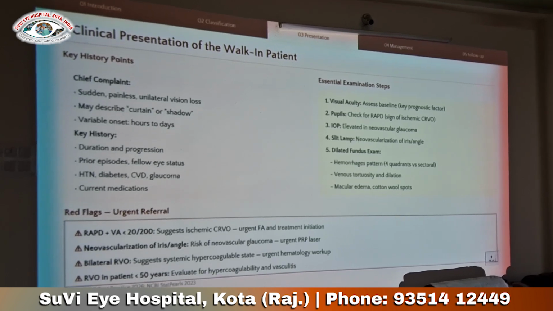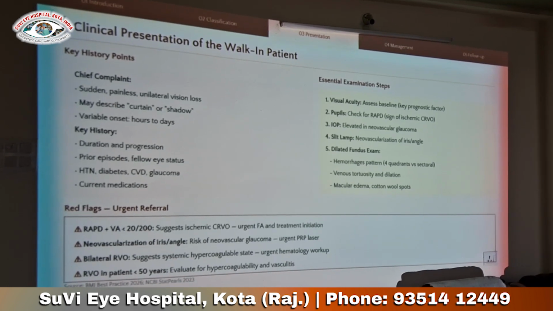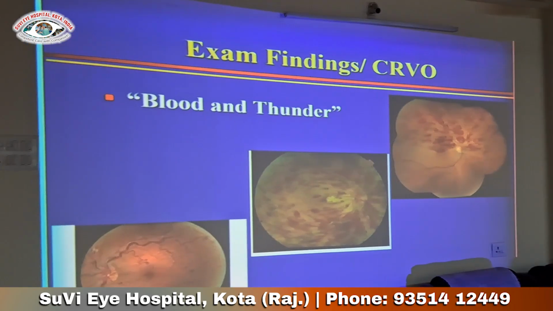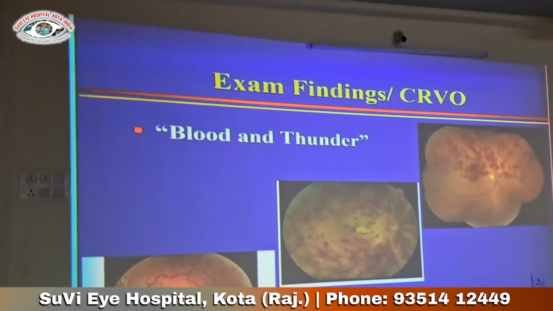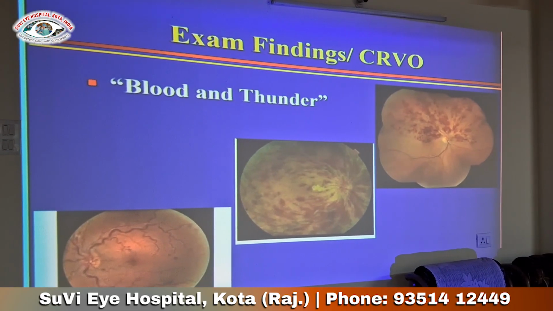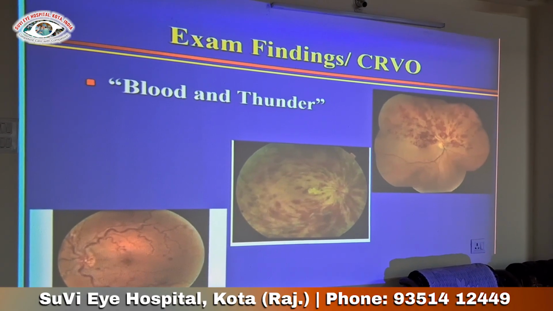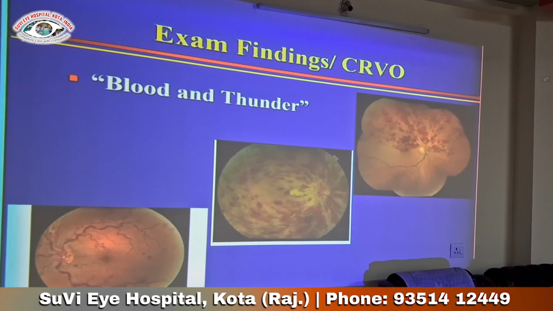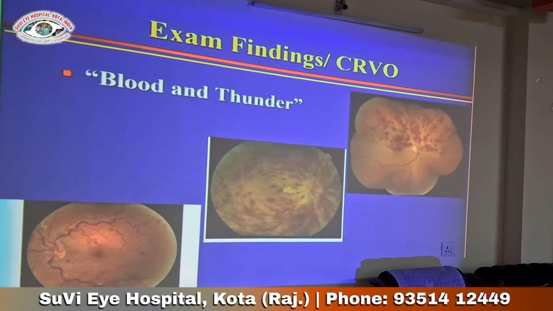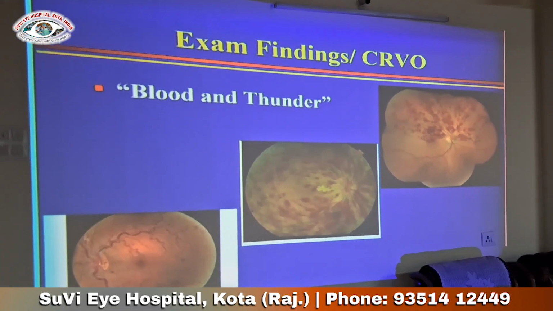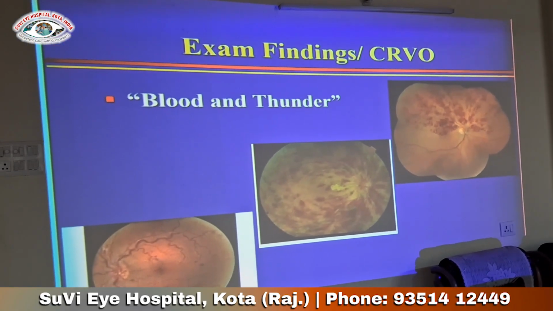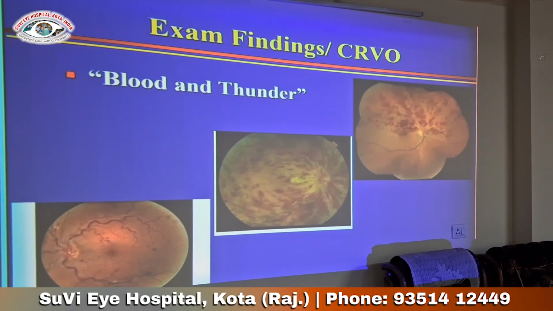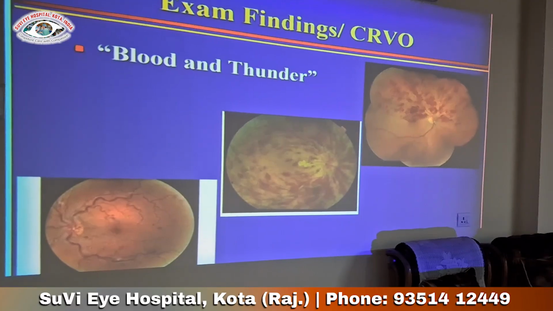Then we have to see the fundus for fundus changes. This is a fundus picture of CRVO. There is presence of hemorrhages in all four quadrants of the fundus, along with presence of cotton wool spots. We can see that there is presence of optic disc swelling. This picture is known as blood and thunder or tomato splash fundus.